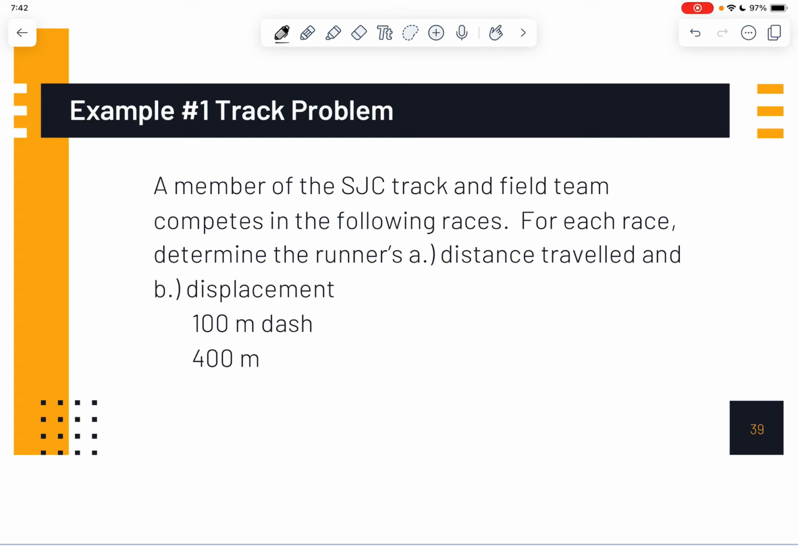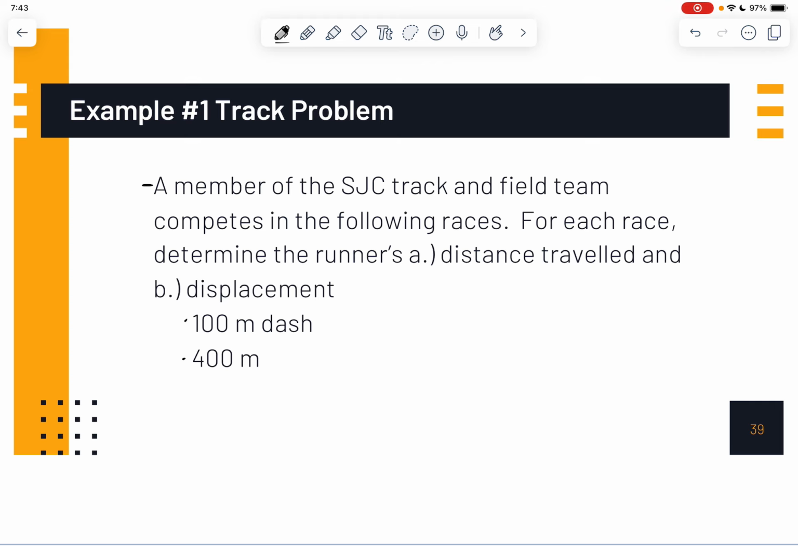All right, class. In today's video, we're going to be looking at a couple different examples of our information dealing with distance and displacement, and then we'll look at one additional extension of that concept as well. So to start off, we're going to look through this quick example problem. Our job here is to figure out both the distance traveled as well as the displacement when a member of the St. John's track and field team runs a 100-meter dash as well as a 400-meter dash.